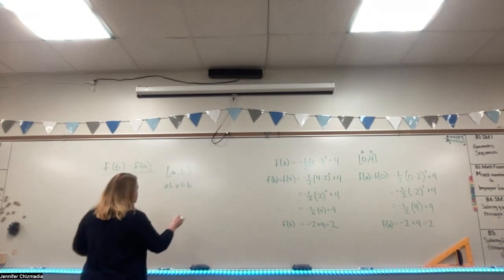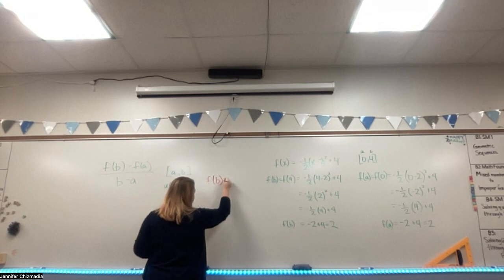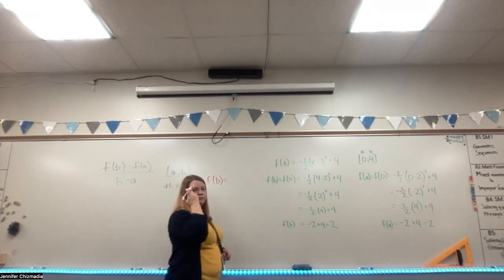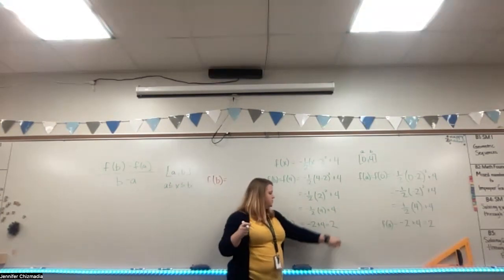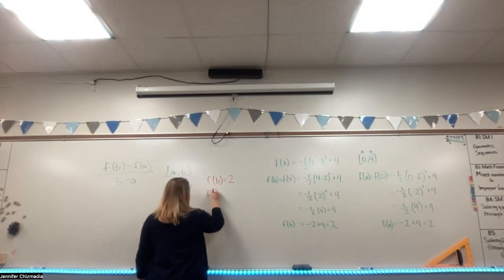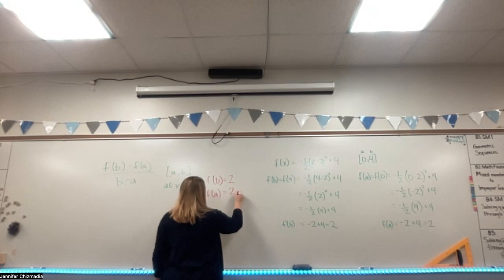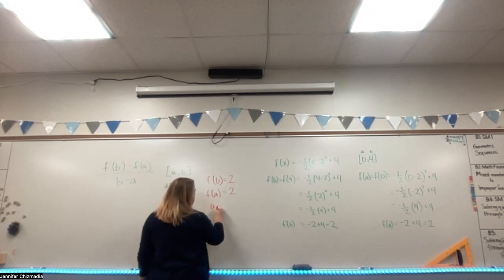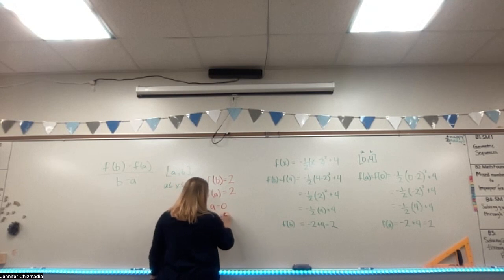Okay. So I'm just gonna rewrite this over here. So f of b equaled what? What was our f of b? 2. Our f of a was also 2. Okay, our a equaled 0. And our b equaled 4.